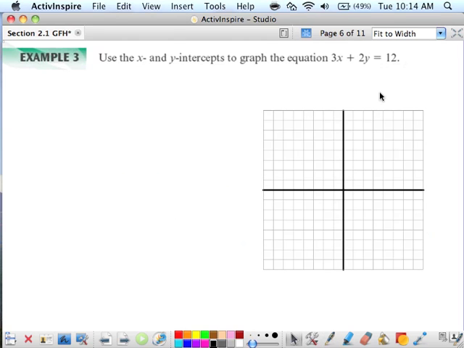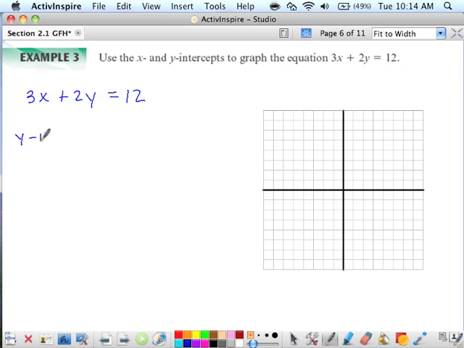For example 3, we're going to use the x and y intercepts to graph the equation 3x plus 2y equals 12. We'll talk about this in greater detail later on, but this equation is in what we call standard form. And we can easily convert it to slope-intercept form, but that would only tell us one intercept. That would tell us our y-intercept, and we would still be out there looking for the x-intercept. So the easiest way if you're in standard form, if you just want to get both intercepts, is to let one of the variables go to 0, then turn around and let the other go to 0 and solve them. So we're going to find the y-intercept first.